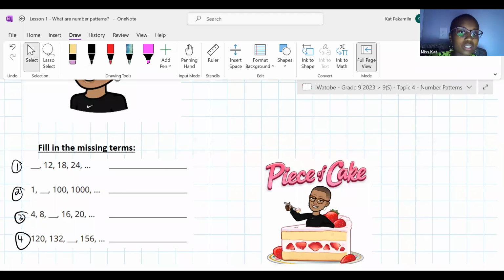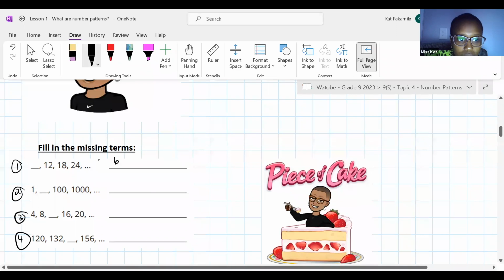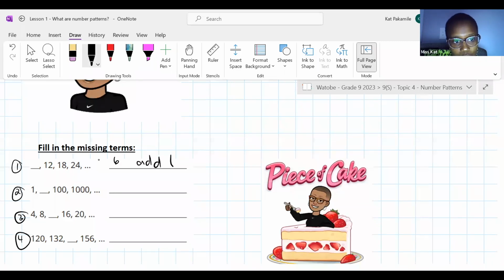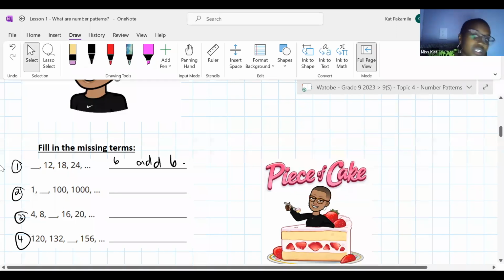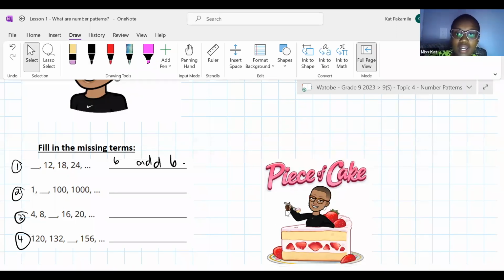Siamtanda, number one, the missing term is 6. And how do we get to the next term? How we get to the next term is by adding 6. Thank you. So the missing term is 6, and we get to the next one by adding 6. Thank you very much, Siamtanda. Off to a great start. I love when you guys participate.